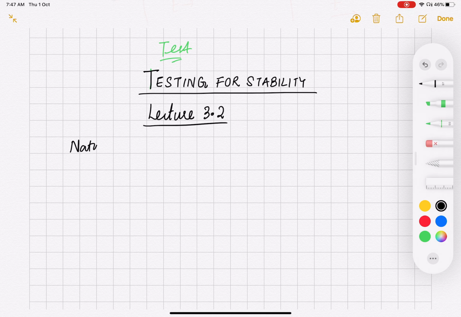Okay, so this means that the question of testing for stability of any system boils down to finding the poles of the closed loop transfer function and deciding whether the poles have positive or negative real parts.